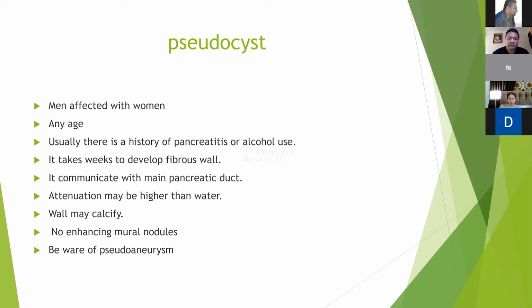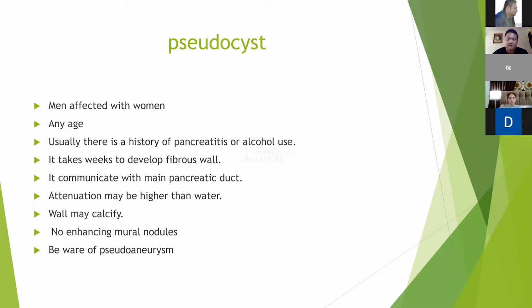Let's start with the pseudocysts. Men are usually affected more than women. It can be seen at any age. Alcohol use or pancreatitis should be present. It can be located anywhere in the pancreas. The size is variable. It can range from very small to very large, from 1 cm to 25 cm. By definition, it takes weeks to develop a fibrous wall. In fact, we should not use the term pancreatic cyst for a lesion that is less than 4 weeks old.